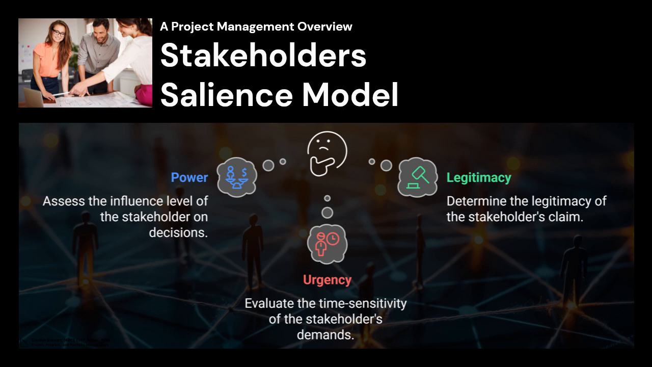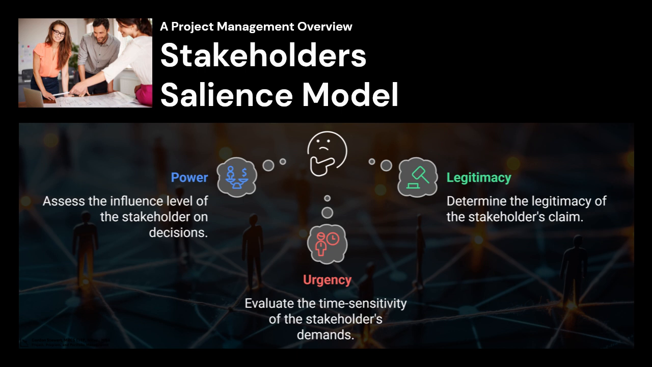Legitimacy. Does the stakeholder have a legitimate claim or right to be involved? This could be legal, ethical, or contractual. Urgency. Is their demand time-sensitive or critical? Urgency measures how quickly a project manager needs to respond. The more attributes a stakeholder has, the more salient they are, meaning they demand more attention.